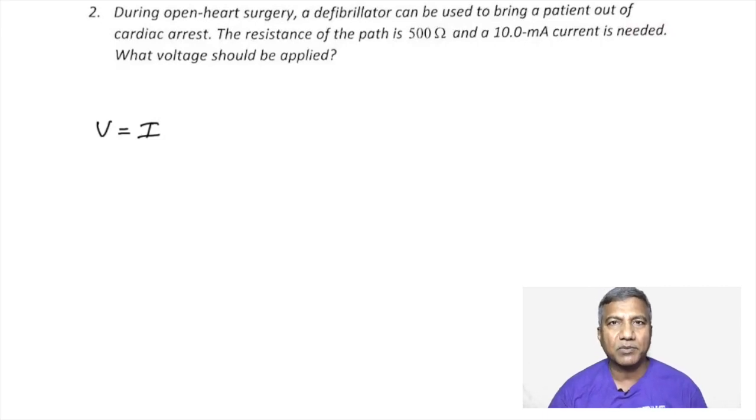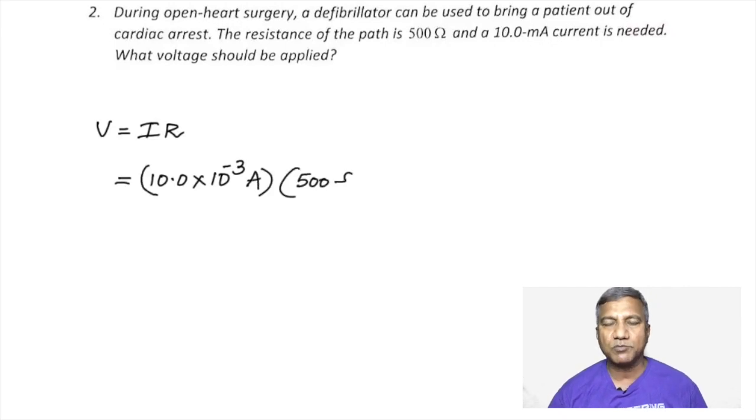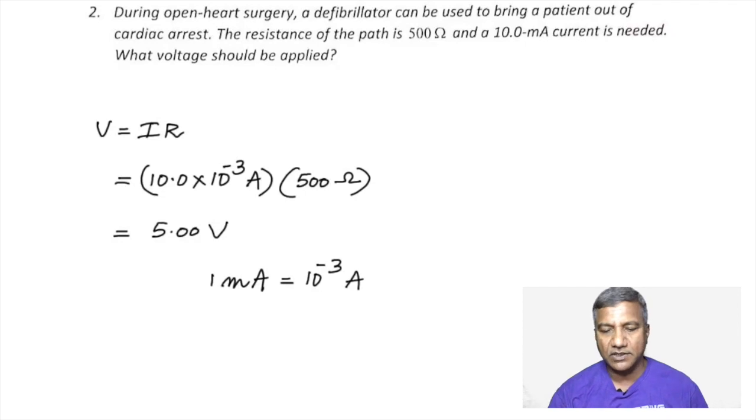It's a simple application of Ohm's law where voltage is the product of current and resistance, and the current has to be in ampere, so that's why it's changed into 10 times 10 to the negative 3, to change milliampere into ampere. And then you have the resistance, so you get 5 volt, and that is the answer, 5 volt.